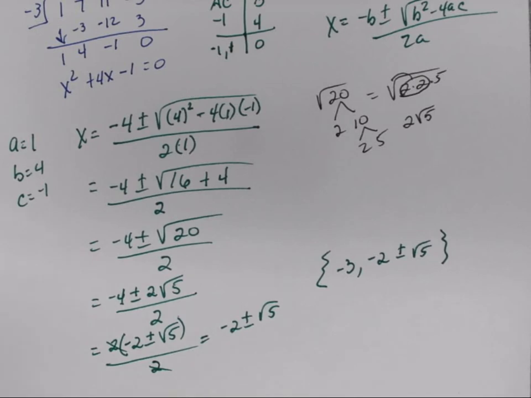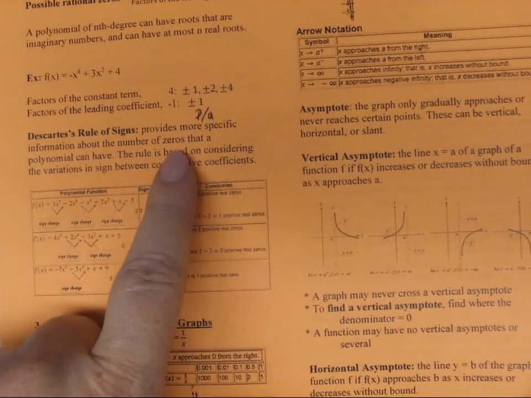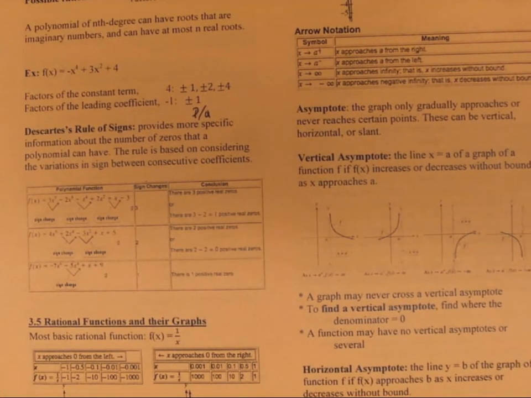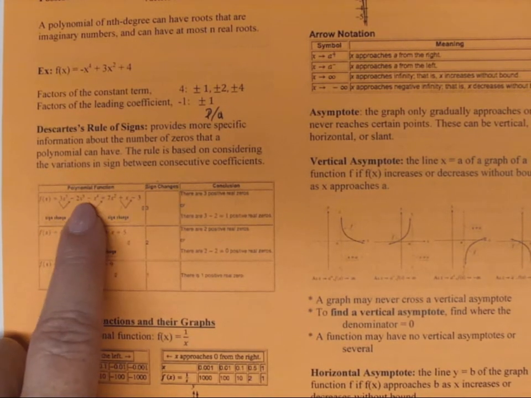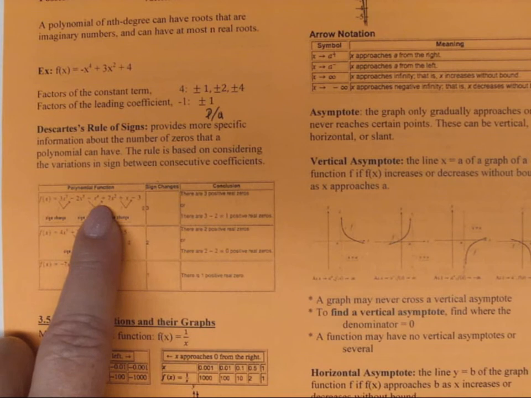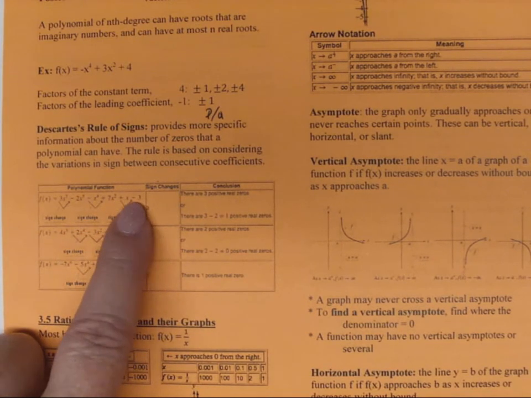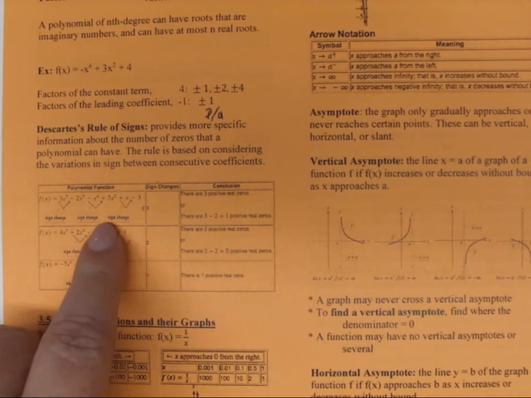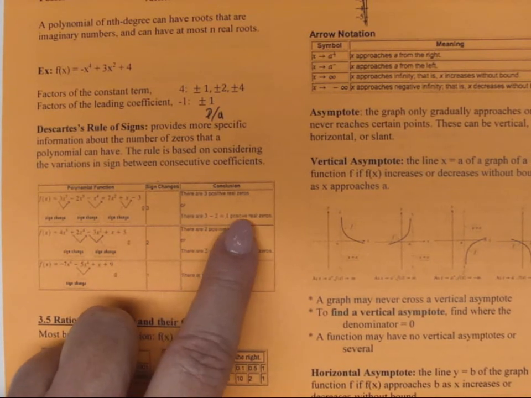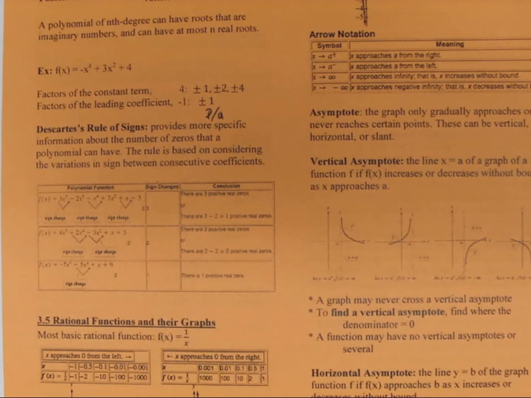Now, this is something that can be useful. Descartes' rule of signs provides more specific information about the number of zeros that a polynomial can have. The rule is based on considering the variations in sign between consecutive coefficients. So it's about how many sign changes there are. On this problem, we go from positive to negative, and then from negative to negative, it doesn't change. Negative to positive changes, and positive to positive doesn't change. So there are 3 sign changes. That means there are 3 positive real zeros, or there are 3 minus 2, which equals 1 positive real zero. So there's either 3 positive real zeros or 1 positive real zero.